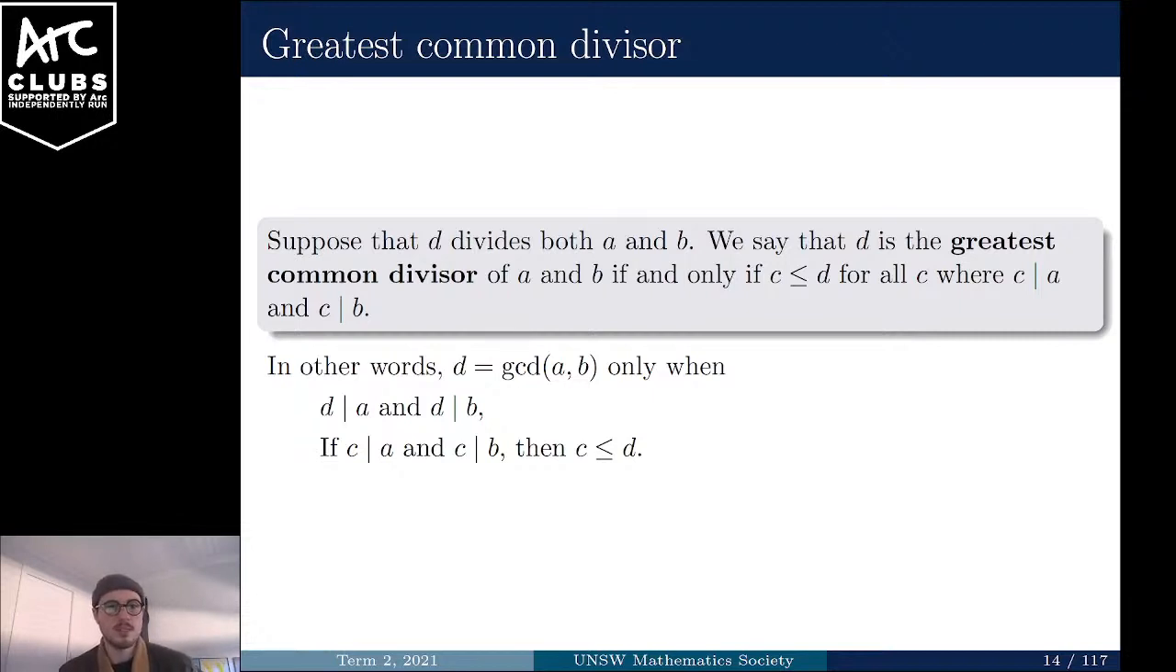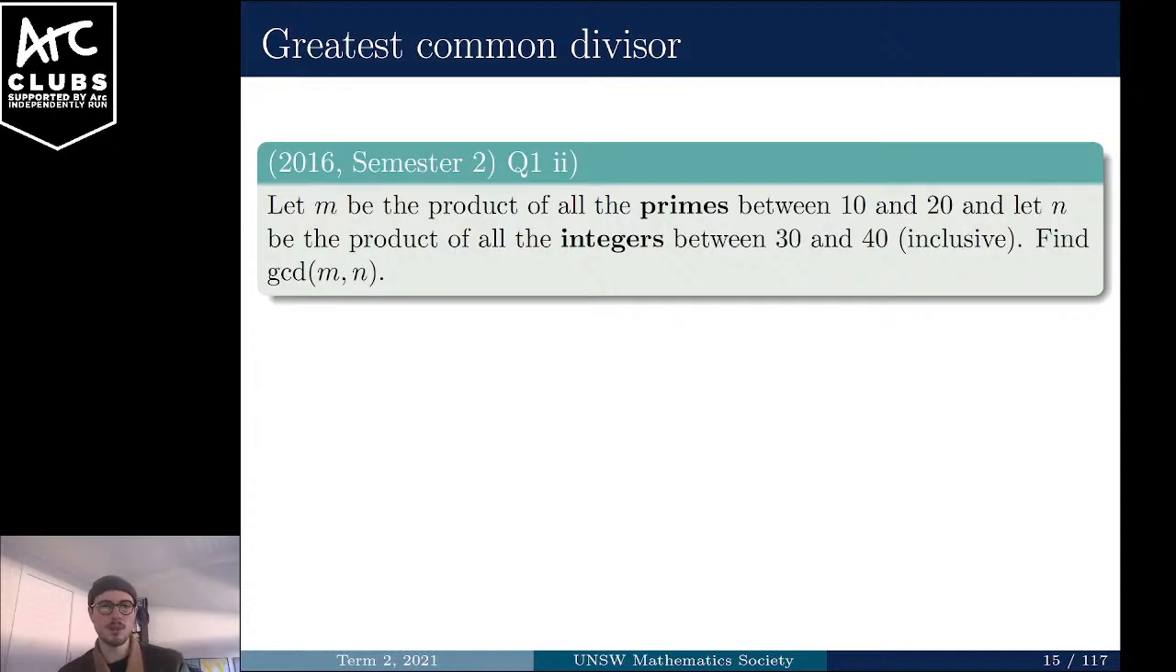So, in other words, D is the GCD of A and B only when D divides A and B, so it's a common divisor, and if C divides A and C divides B, then C is less than or equal to D. So it's saying if there's another one, it's smaller. Great, let's do a question.